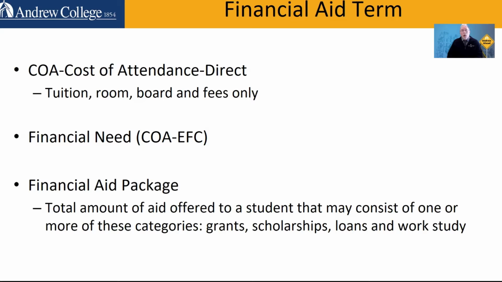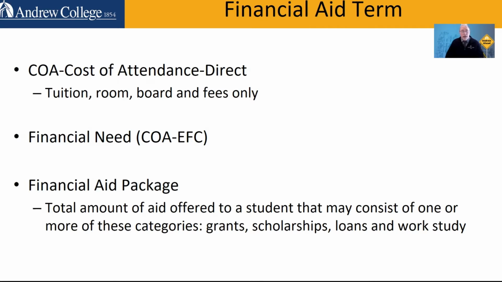Now, what a college does is take that cost of attendance, and then we subtract out that expected family contribution. And what's left over is a student's financial need. Now, the EFC will not change no matter what school it is. The cost of attendance will change depending upon the college. So therefore, your financial need may change depending on the colleges that you're applying to.